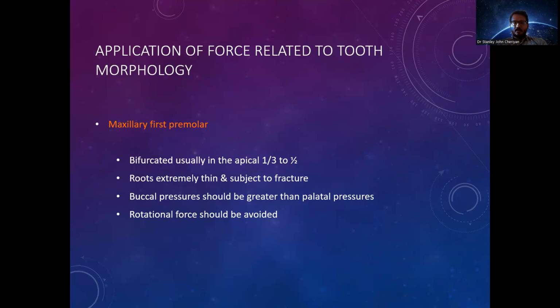Maxillary first premolar, there'll be bifurcation from the middle one third or apical one third. So it varies from tooth to tooth. There'll be teeth without bifurcation also. So it is very slender and easy to break off. So give more of a buccal and a little of palatal movement. A little bit of rotational force can be used, but it should be very much controlled. You should not give excessive force.